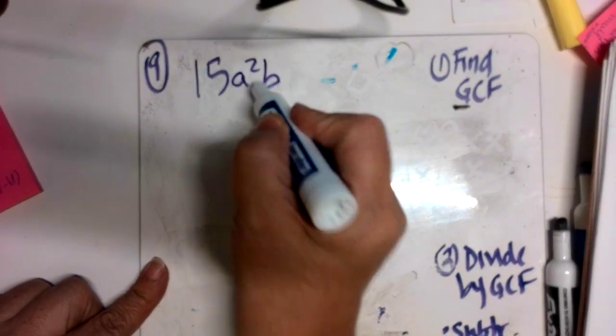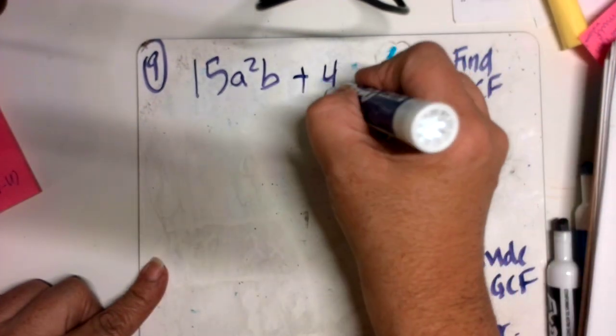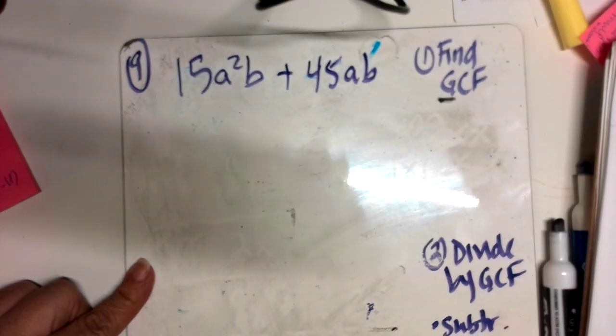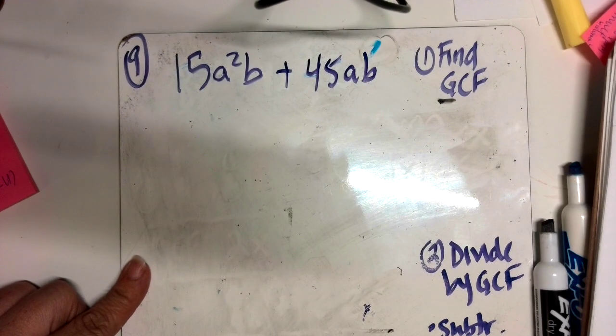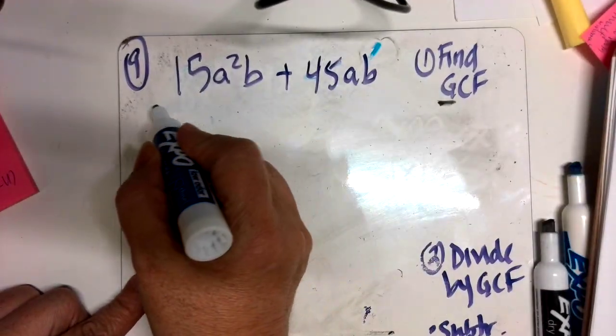A squared b, and then plus 45ab. Okay, first step, find the GCF. So again, if you want to take more notes, you want to do like a factor table.